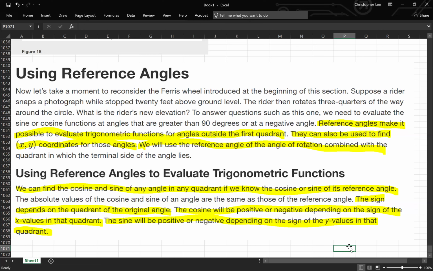So using reference angles to evaluate trigonometric functions, we can find the cosine and sine of any angle in any quadrant if we know the cosine or sine of its reference angle. The absolute value of the cosine and sine of an angle are the same as those of the reference angle. The sign depends on the quadrant of the original angle. The cosine will be positive or negative depending on the sign of the x values in that quadrant, and the sine will be positive or negative depending on the sign of the y values in the quadrant.